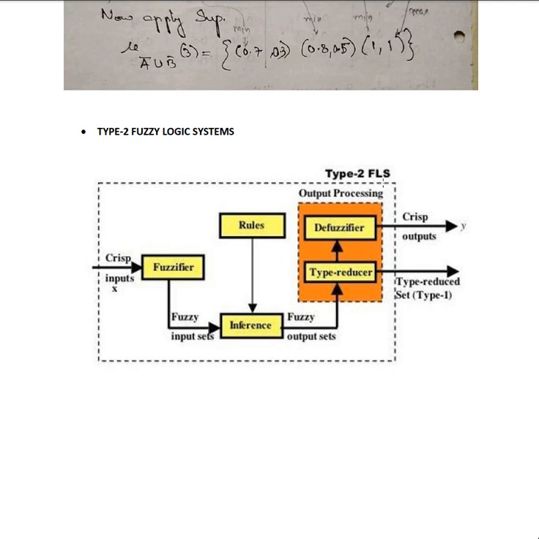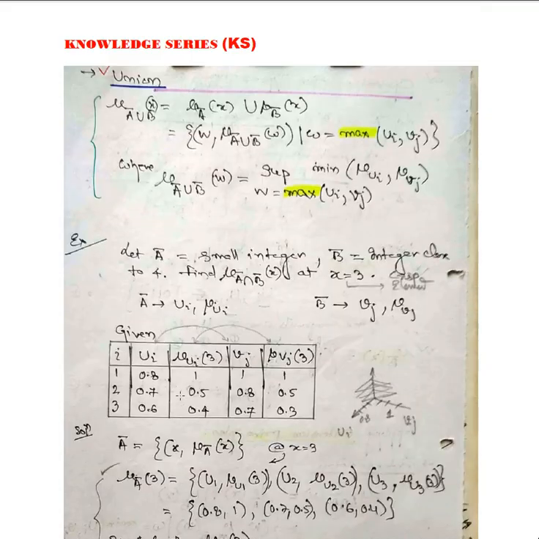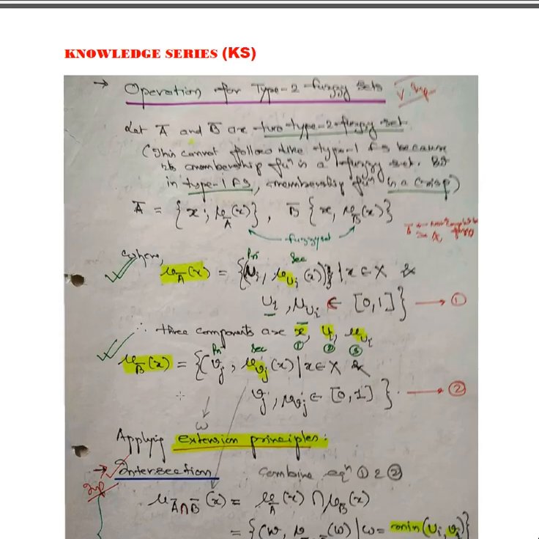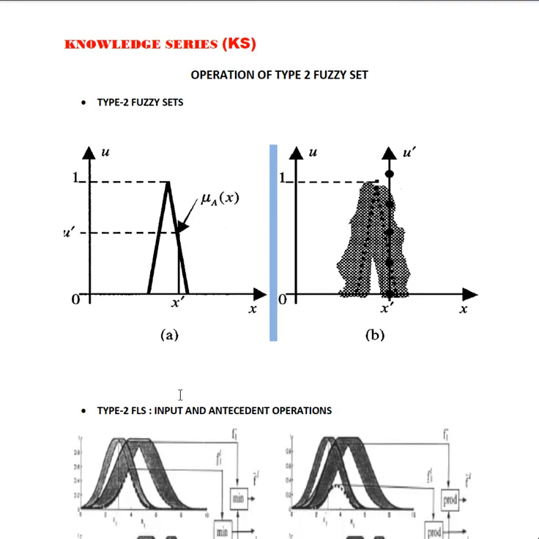Hence, though the complexity has increased, the type 2 fuzzy set is also applied in applications like image processing, computer vision, video processing, robotics, and many advanced systems. So this covers the basic discussions related to the operations on type 2 fuzzy sets. With this, I conclude here. Thank you.